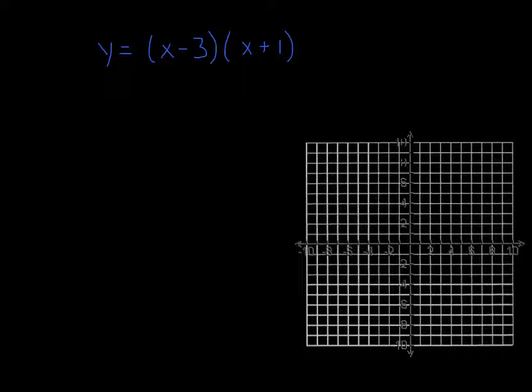Your a value, there's nothing there, so that means that it's 1. Okay, so your a value is positive, so that means that this graph is going to open up. Okay, and now let's take a look and see what we can figure out.